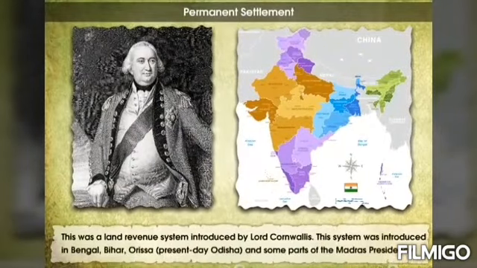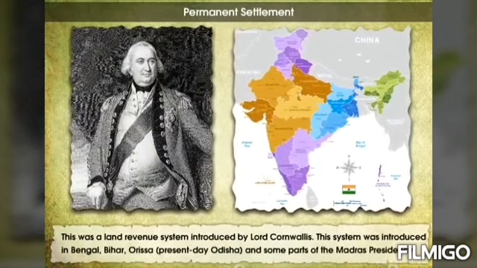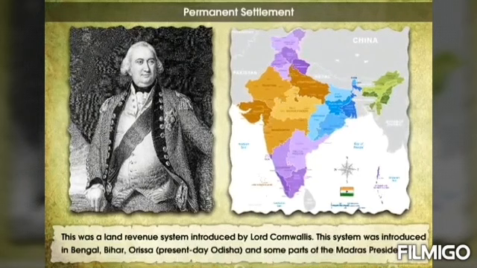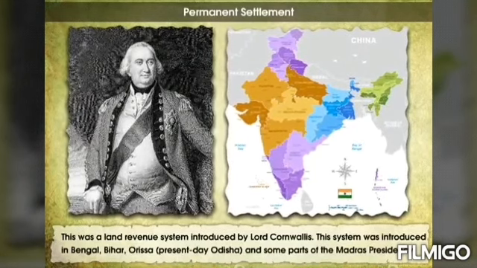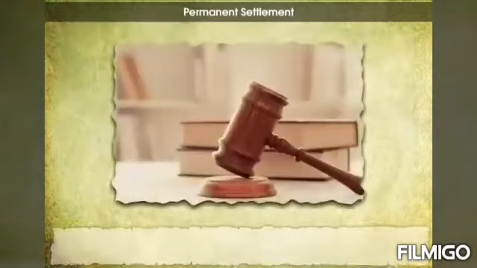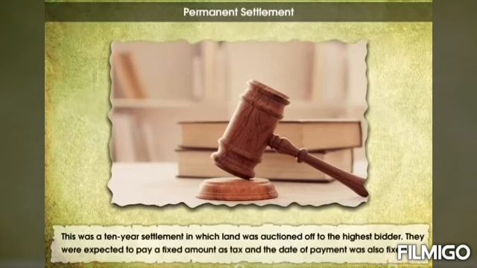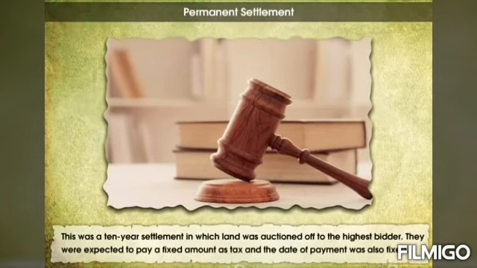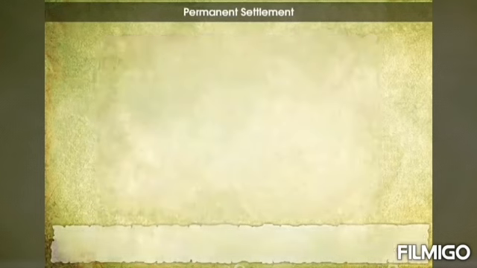This was a land revenue system introduced by Lord Cornwallis. This system was introduced in Bengal, Bihar, Orissa, present-day Odisha, and some parts of the Madras Presidency. This was a 10-year settlement in which land was auctioned off to the highest bidder. They were expected to pay a fixed amount as tax, and the date of payment was also fixed.